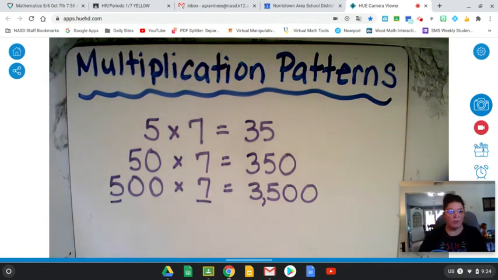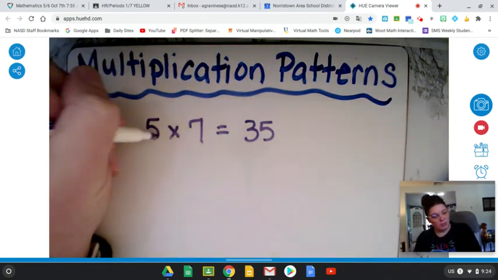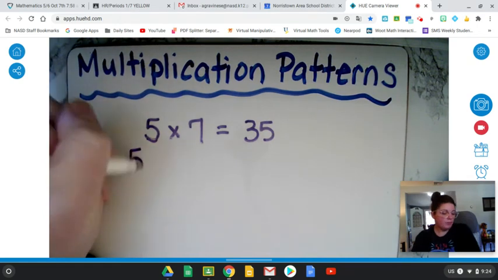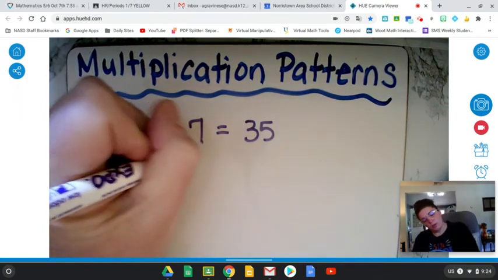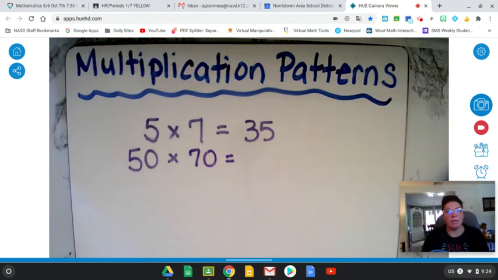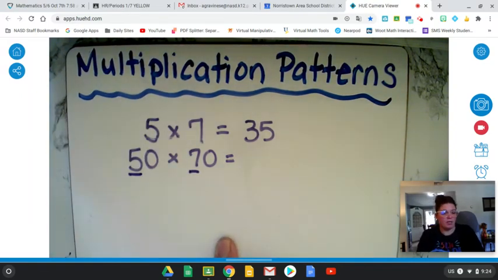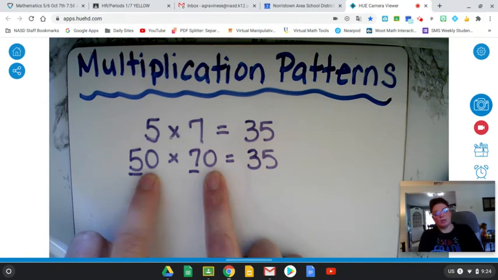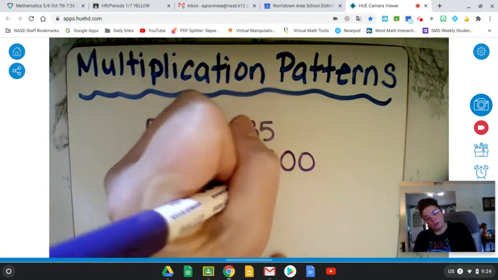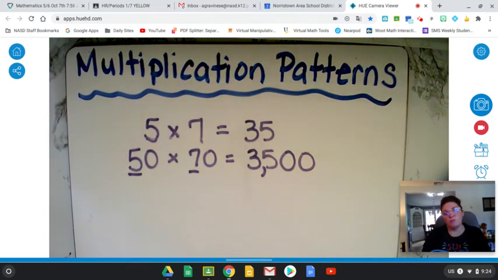Well, what happens if I add zeros to both factors? So let's keep our basic fact, 5 times 7. And now I'm going to add zeros to both factors, making it 50 times 70. Well, my basic fact is still there. 5 times 7 still equals 35. And now I have a total of 2 zeros that I need to put into my product. So 50 times 70 equals 3,500.